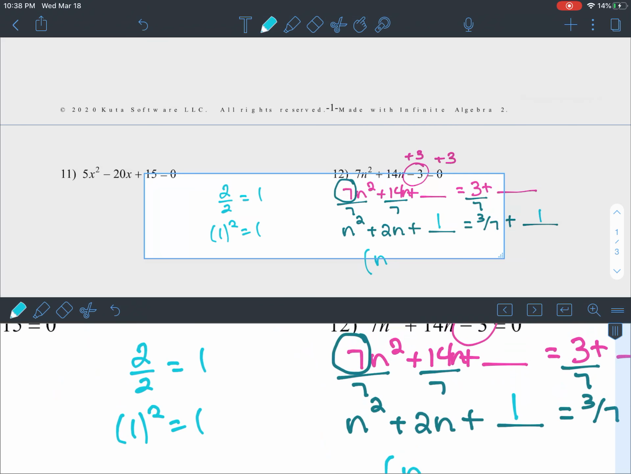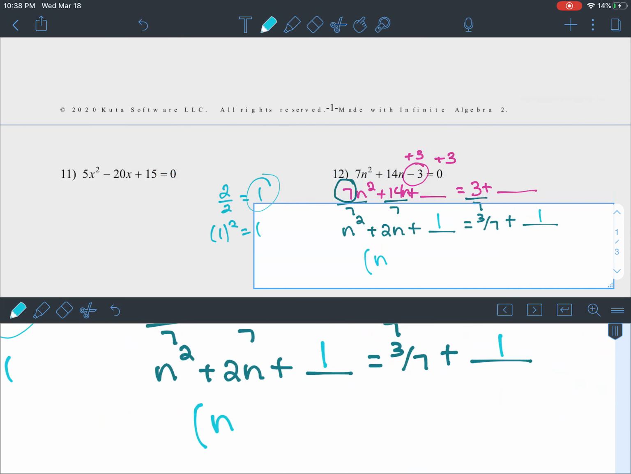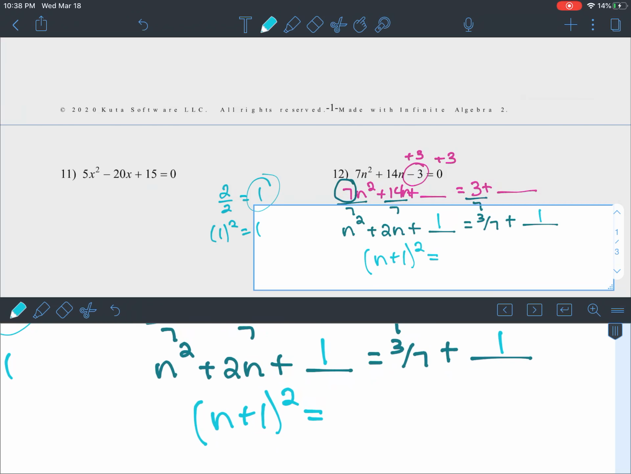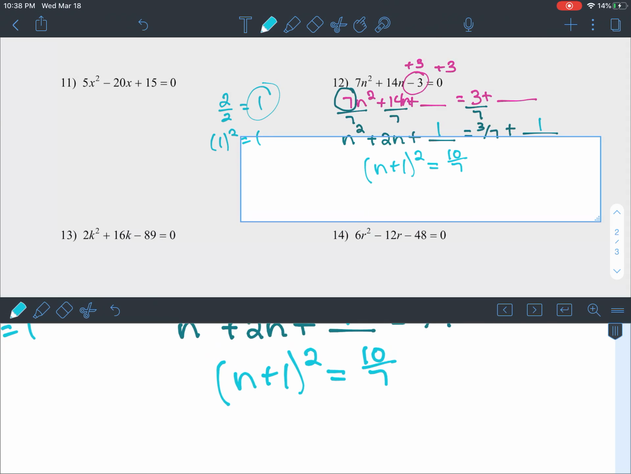And then we make up our factors. So it's our variable, and then half of b, which is this 1 here. So plus 1 squared equals 3/7 plus 1 is 10/7.